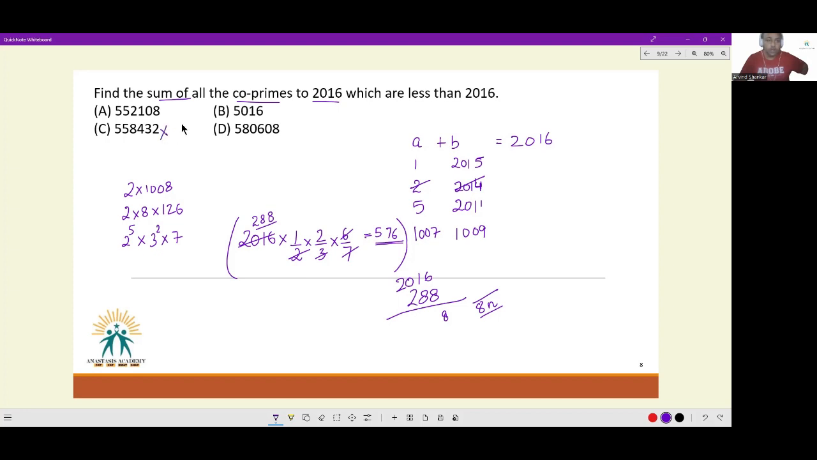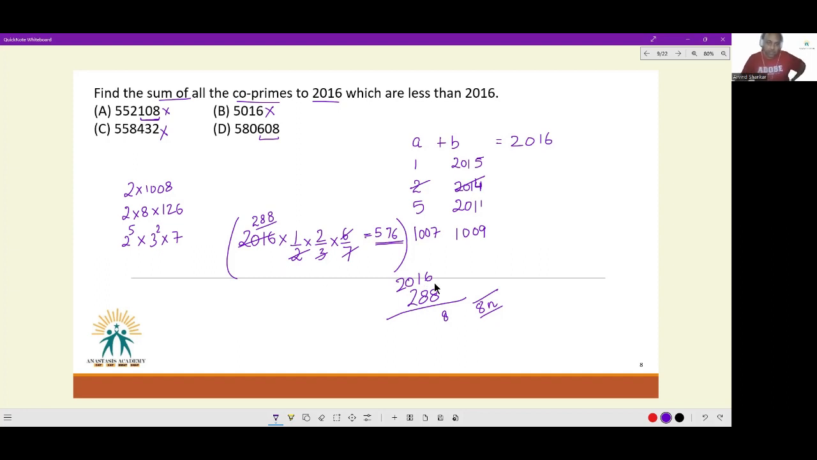The unit digit is not 8 here. And this number, because it is ending with 108, is not a multiple of 8. 608 is indeed a multiple of 8, and is also ending with the digit 8. This has to be the answer. Among the available options, only this can be it.